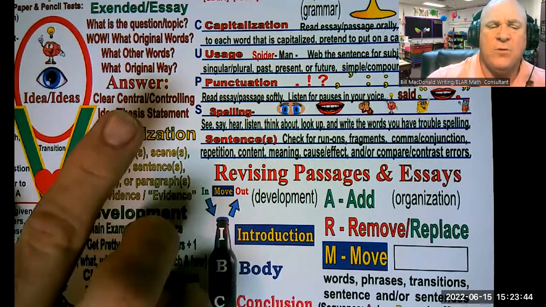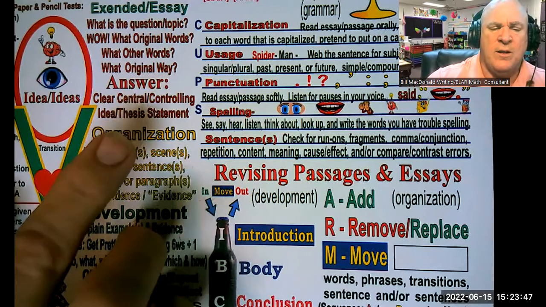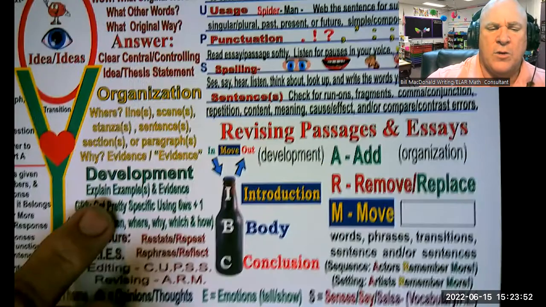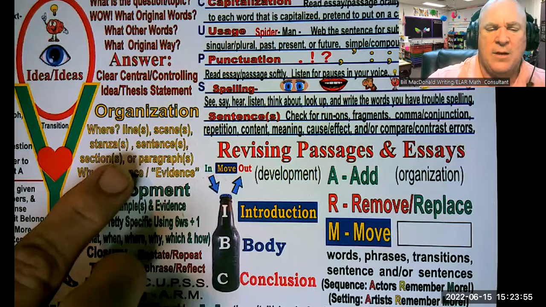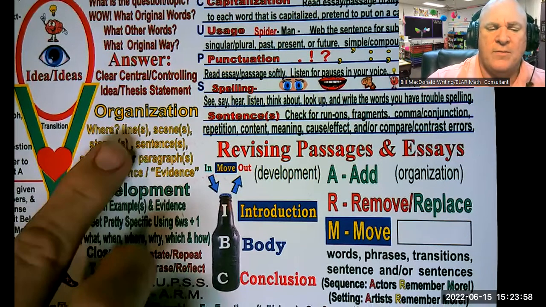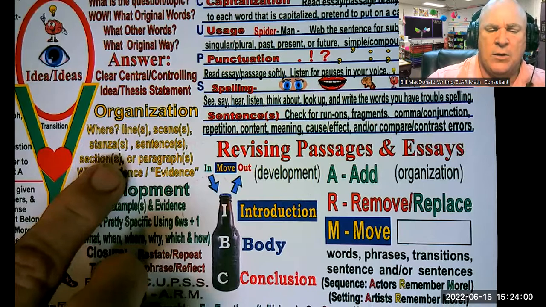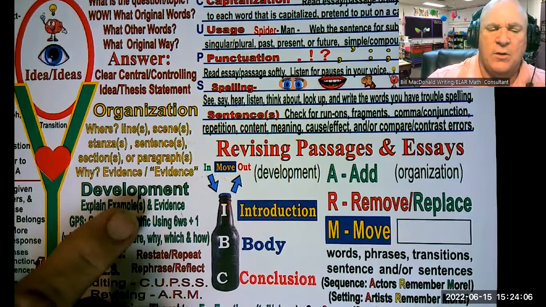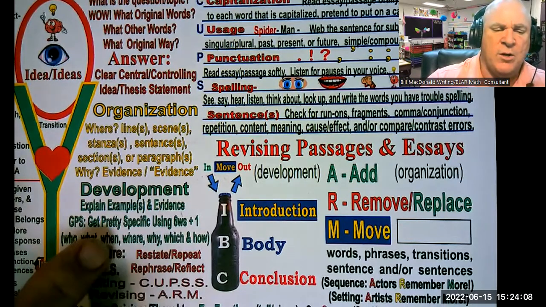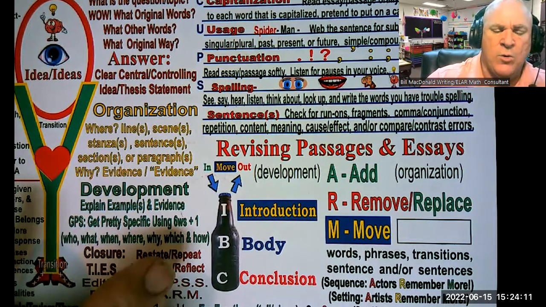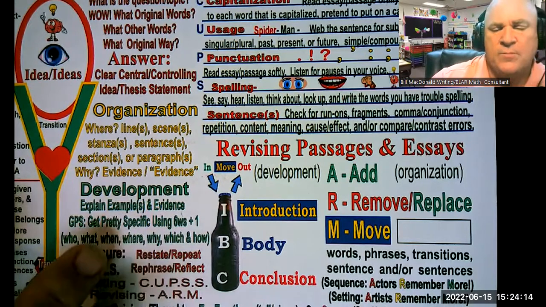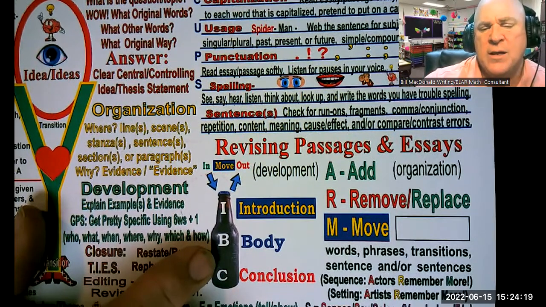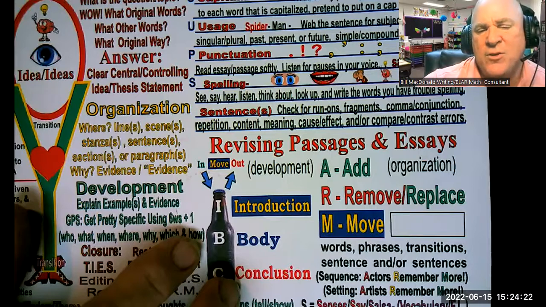So if any of those things are missing in terms of the idea, the location, if you want to call it that, the evidence, or the development when you explain your examples and your evidence by getting pretty specific using what I call the 6 W's plus 1, the who, what, when, where, why, which, and how, which you saw on how to answer any question, then you'll be able to say, oh, I looked at your essay and there was something missing, so you're going to have to add it.